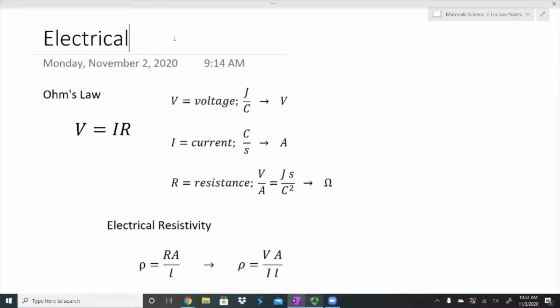The other reason is there might be some homework or other problems where it might be beneficial to have some of these numbers and equations. And so we'll go ahead and just start off with it.